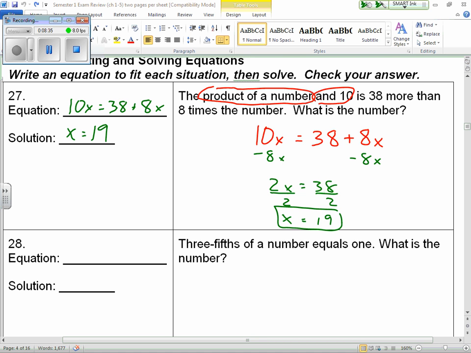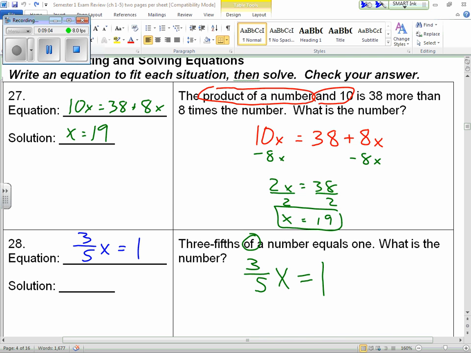Number 28, 3/5 of a number equals 1. Okay, 3/5 of means multiplication. A number would be x. So this is 3/5 times a number. 3/5 times x equals 1. What is the number? What is x? So our equation would be 3/5 x equals 1.